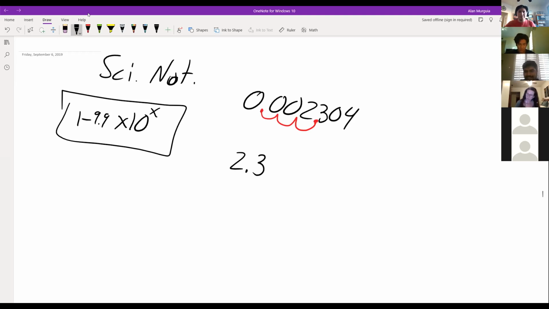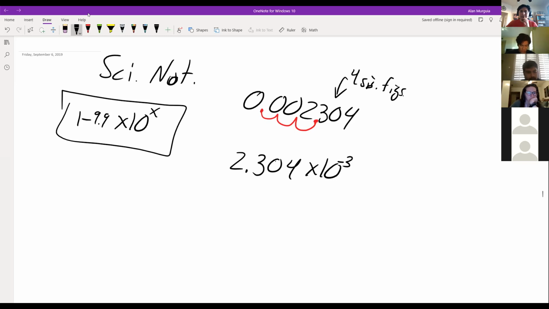Why is that? No, because you have 4 significant figures, so you must include 4 significant figures in the answer. Exactly. Since this has 4 sig figs, we must represent all 4 sig figs in our scientific notation. So we have 2.304 times 10, and to what power? To the negative third.